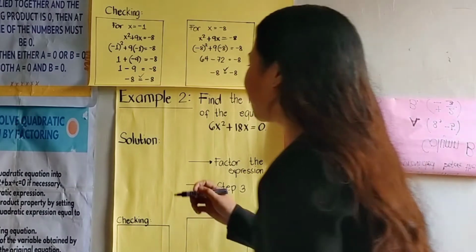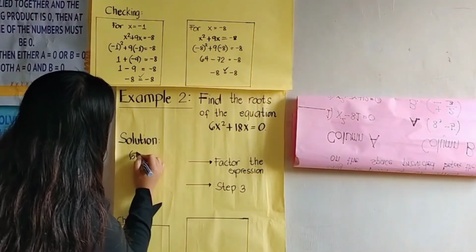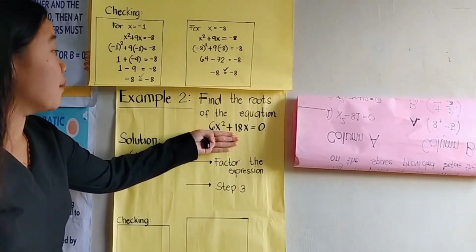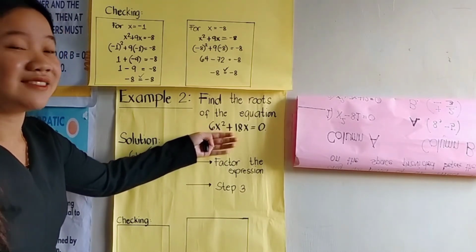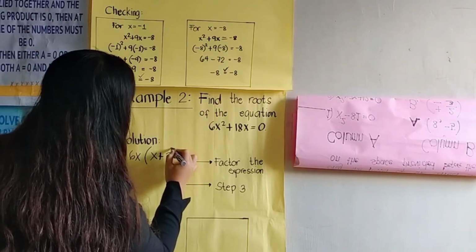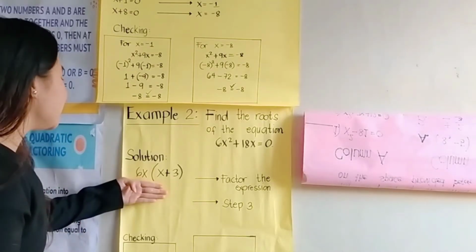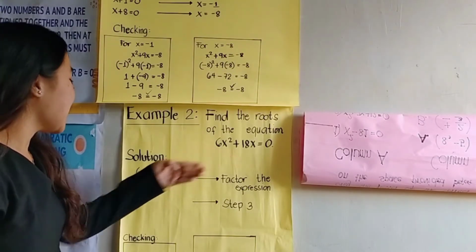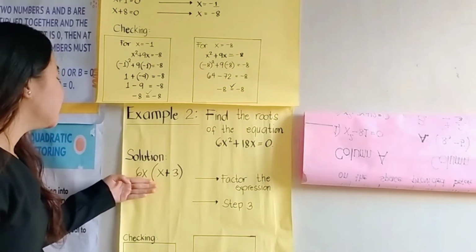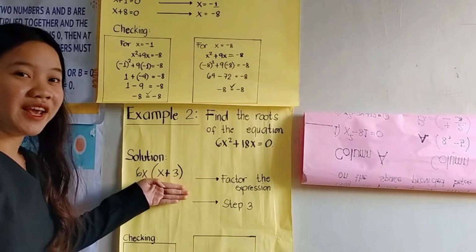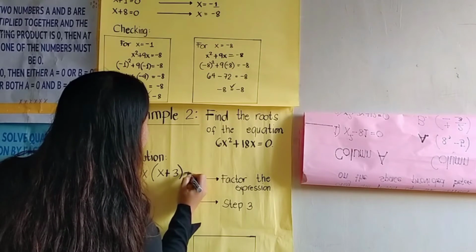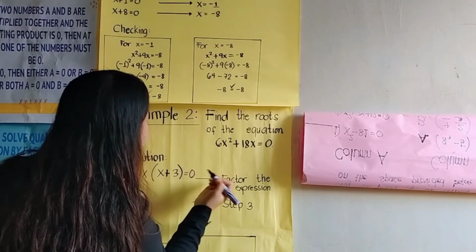Now, we can have 6x times x plus 3, right? So, if we solve this factor, we have 6x times x equals 6x squared, right? Now, 6x times positive 3, we have plus 18x. So now let's equate this to 0.